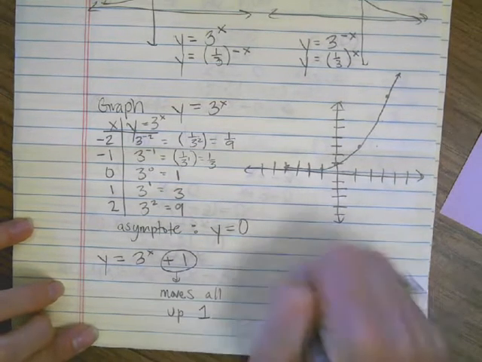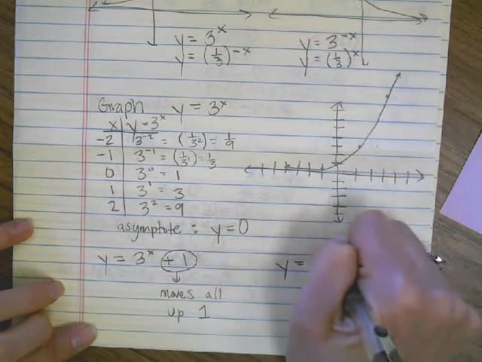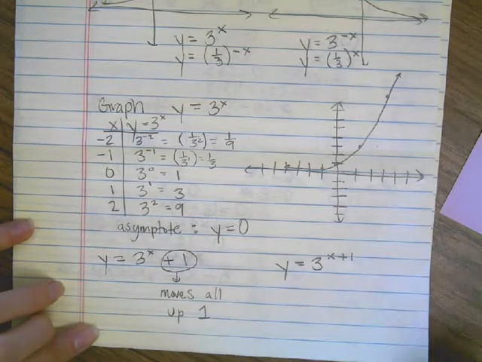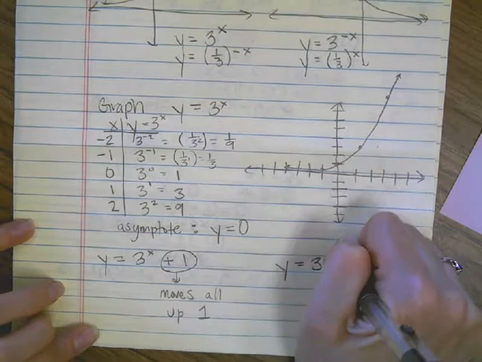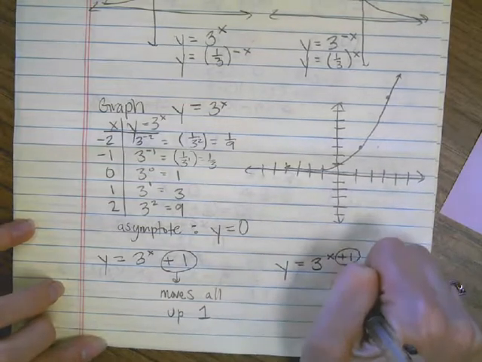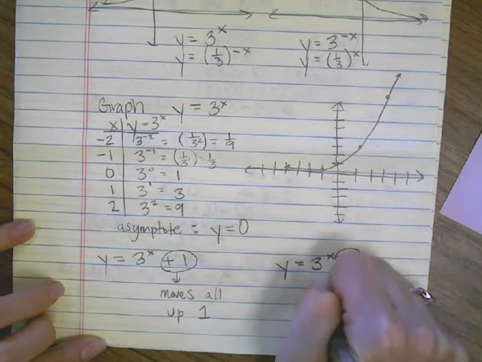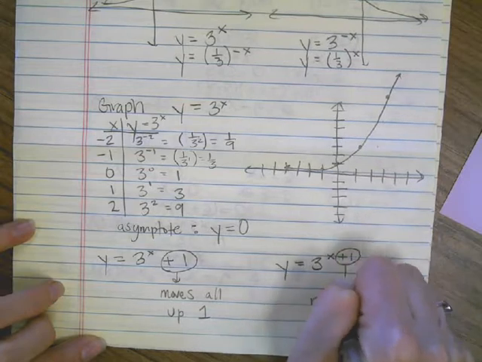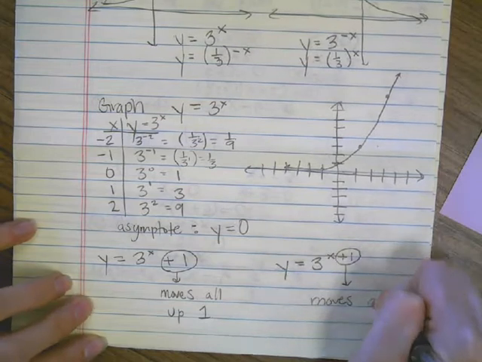If I had this, y equals 3 to the x plus 1, with the plus 1 in the exponent, what does this plus 1 do? It moves not to the right one, but left one. Moves all left one.